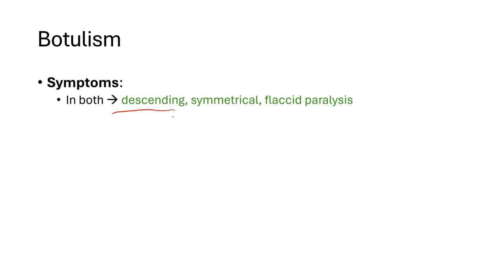Now, what are the symptoms of botulism? Typically, in both botulisms, whether it's infant or adult, you'll have descending, symmetrical, flaccid paralysis. This is very, very similar to GBS, but remember, GBS is ascending. In botulism, you'll have descending symptoms.